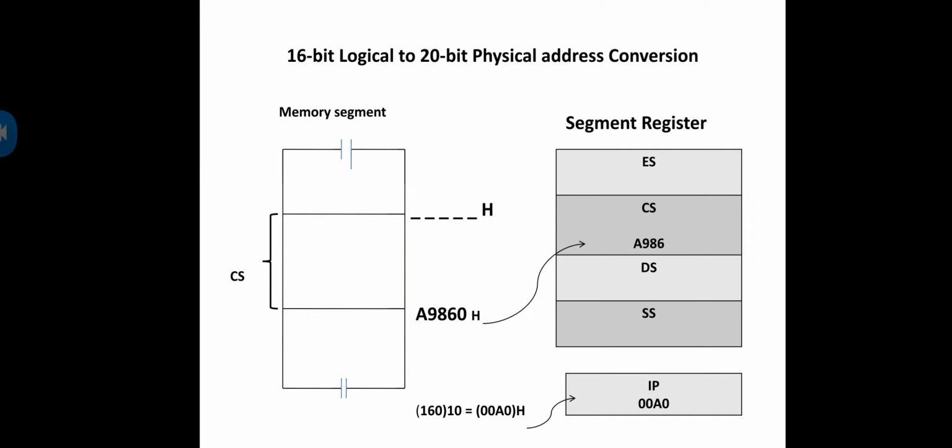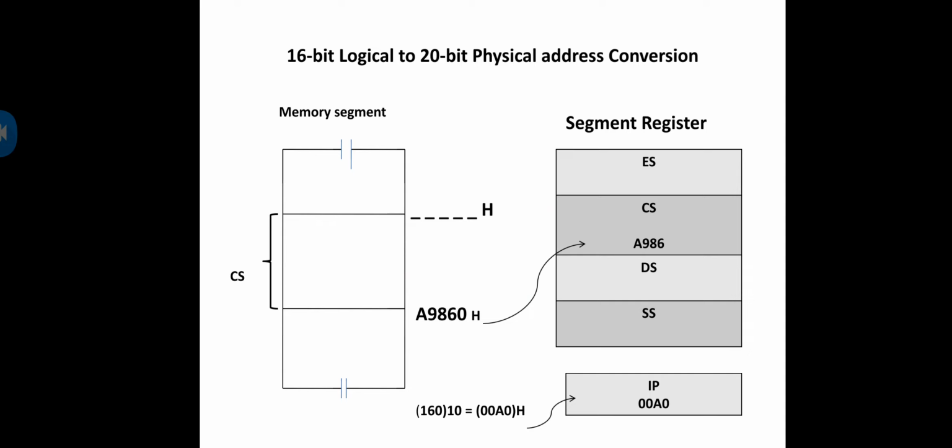With this video, we will see how to convert a 16-bit logical address to a 20-bit physical address. In the figure, memory is shown on the left side, whose memory locations are denoted by 5 digits. 5 digits in hexadecimal is equivalent to 20 bits in binary. Now, let's say that in this memory, the code segment begins with address A9860 in hexadecimal.